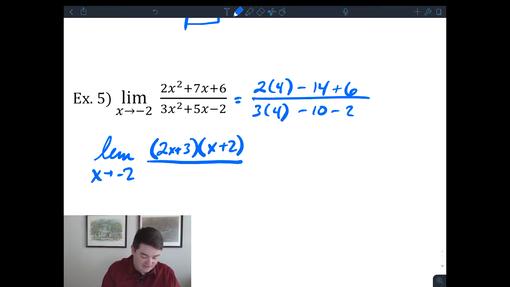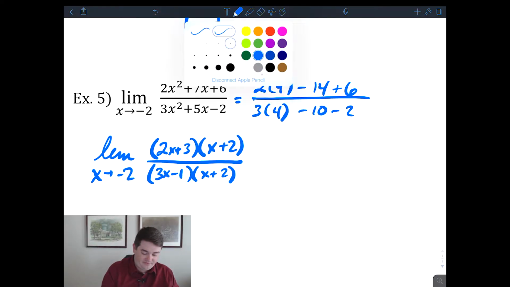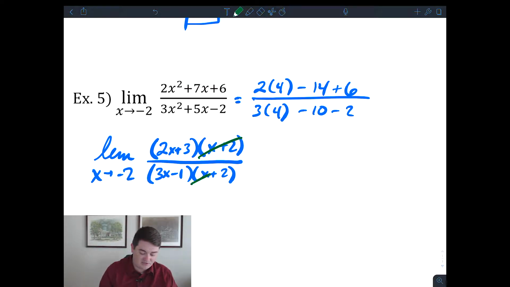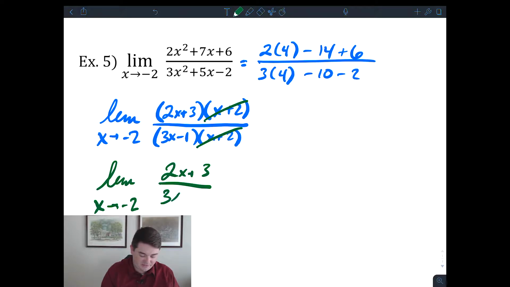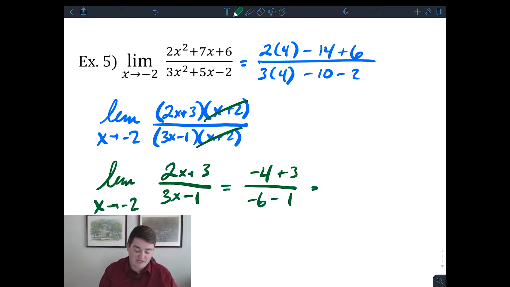And the denominator is going to factor into (3x minus 1) times (x plus 2). And what do I see here? I've got terms that cancel. So this limit is equal to the limit as x approaches -2 of (2x plus 3) divided by (3x minus 1). Try direct substitution now. I've got -4 plus 3 over -6 minus 1. It's going to be -1 over -7. It's 1/7.